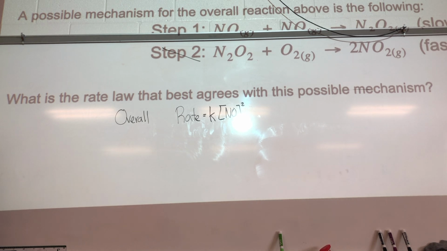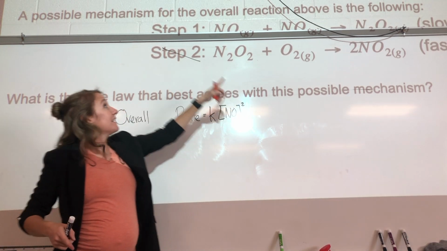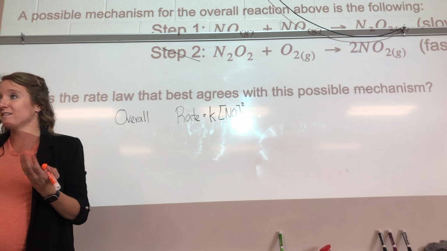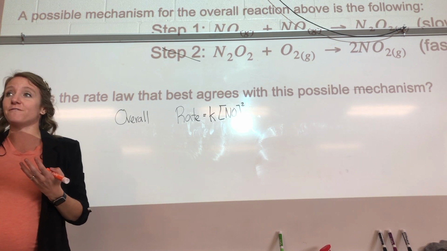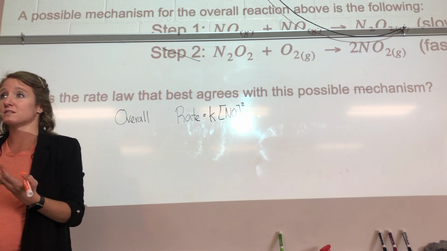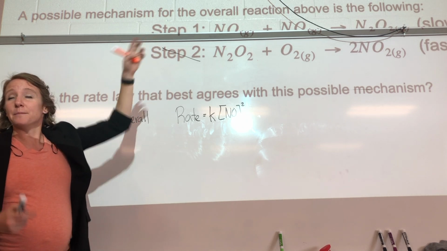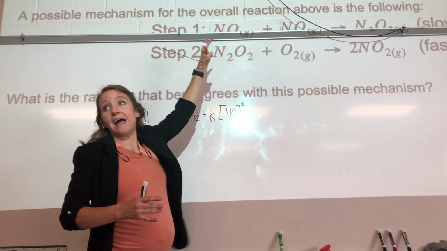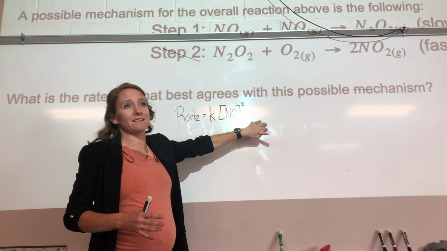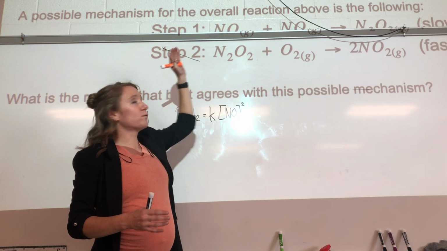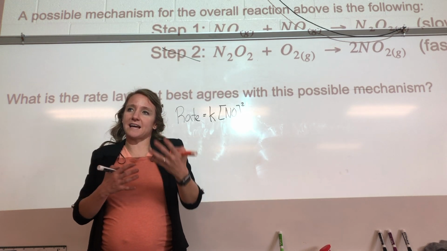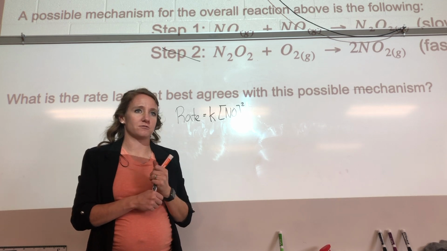Adam, what are you going to say? Yeah. So this is another way in which we have found that this is second order and O2 must be zero order. The amount of O2 doesn't affect how fast the rate goes. It is a reactant, but this is why you can't just look at a reaction and write a rate law, because an overall reaction doesn't show you what's actually affecting how fast or slow it goes.